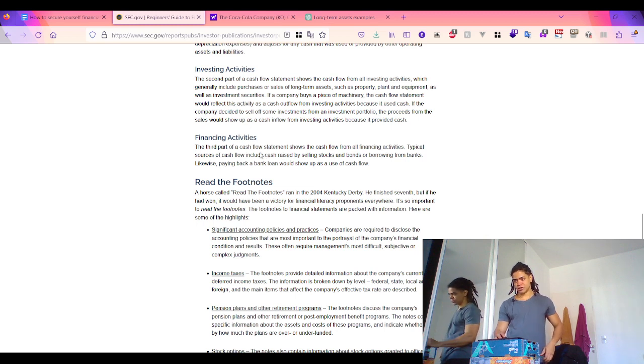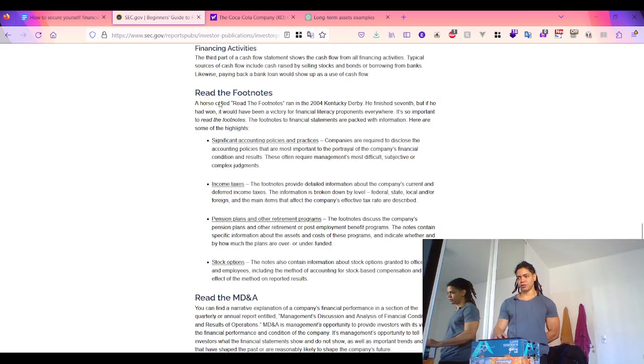Typical sources of cash include cash raised by selling stocks and bonds or borrowing from banks. Likewise, paying back a loan will show up as a use of cash flow.